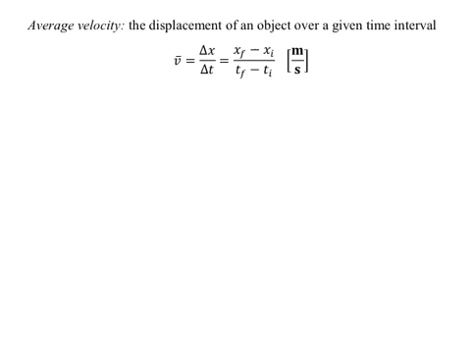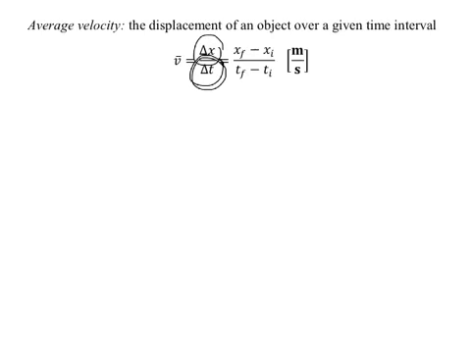Okay, our next term here is average velocity. Average velocity is defined as the displacement of an object over a given time interval. So velocity is a rate. How do I know it's a rate? It's because it's divided by time. Whenever something's divided by time, it's some sort of a rate. So we have a displacement over time, so it's the rate of change of our displacement.